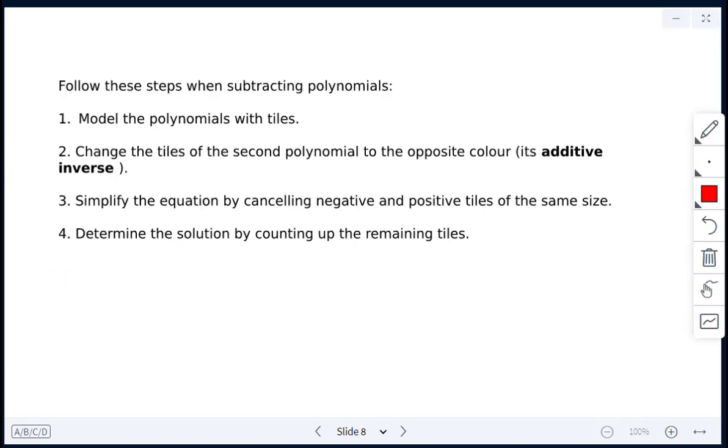All right, and if you're subtracting polynomials and we're going to use algebra tiles, so step 1, you're going to model the polynomials with tiles. Next, you're going to change the tiles of the second polynomial to the opposite color. Okay, so it's additive inverse. Then again, simplify the equation by canceling out negative and positive tiles of the same size, and then the solution will be by counting up the remaining tiles.